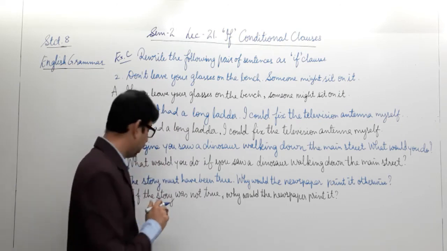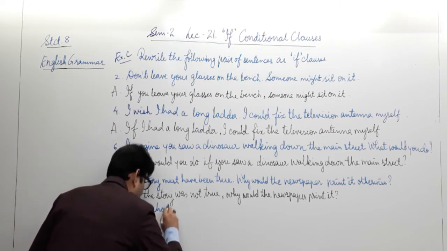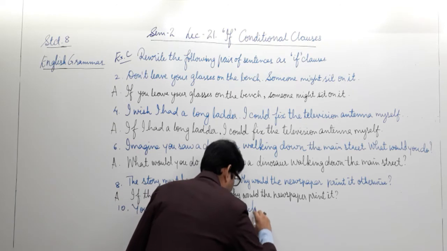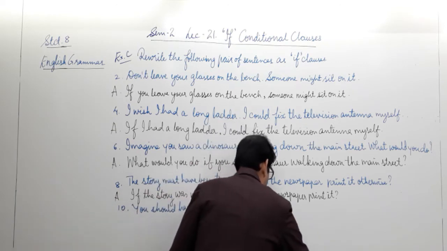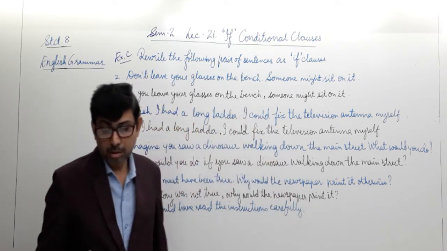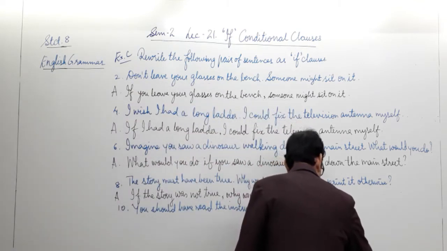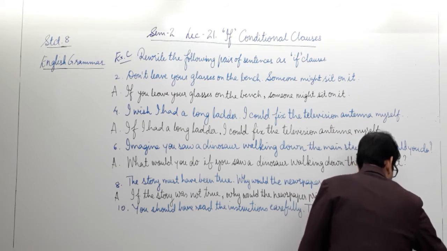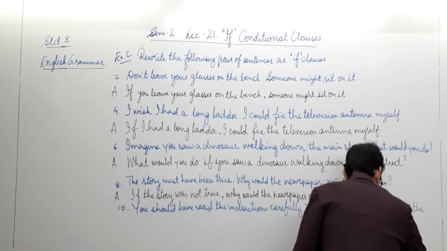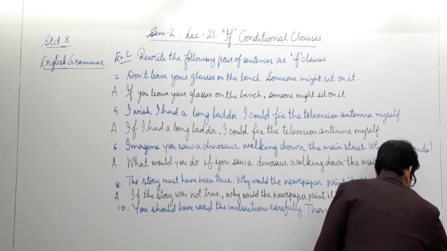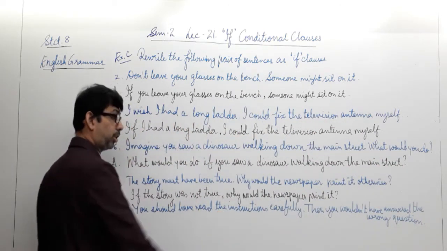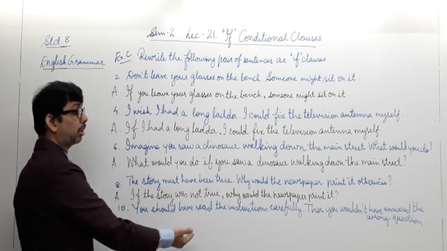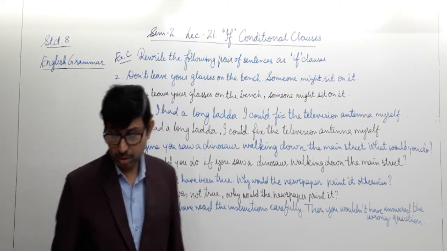You should have read the instructions carefully. Then you wouldn't have answered the wrong question. Well, so what is being said? You should have read the instruction carefully. Have a careful analysis of the sentence. This will help us to create our conditional clause. Well, if the person would have read the instructions, then he would not have made the mistake of writing the wrong answer or answering the wrong question.